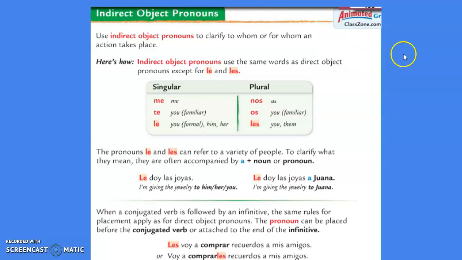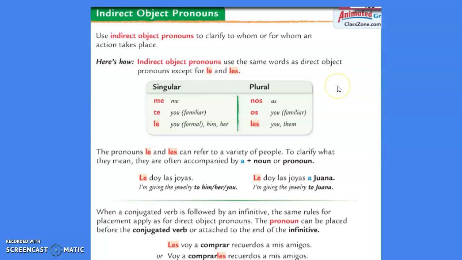Es la gramática de la unidad 8.2. Woohoo! We're going to use indirect object pronouns to clarify to whom or for whom an action takes place. So it is used the same as direct object pronouns, the same ones.